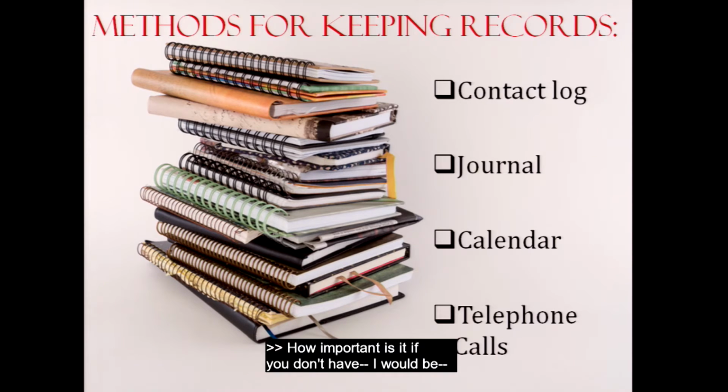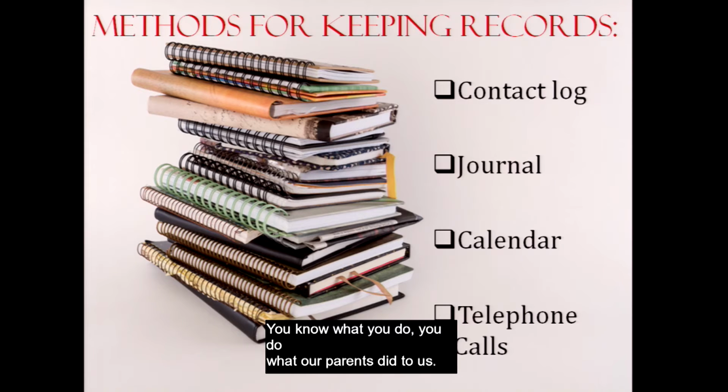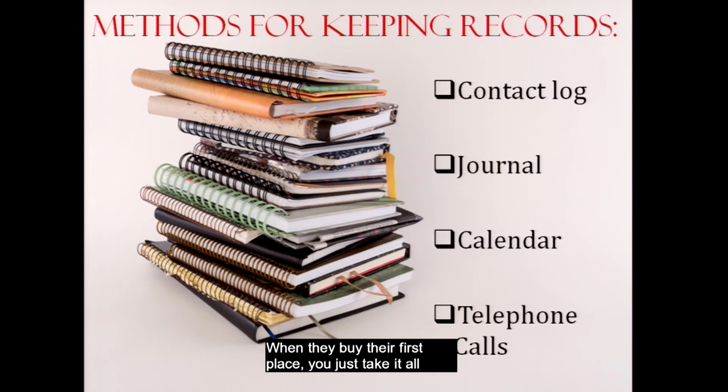Yes? How important is it to hang on? Is it the 7-year tax rule? I don't know. It's up to you. We still have everything. You know what you do? You do what our parents did to us. When they buy their first place, you just take it all over there and you give it to them.